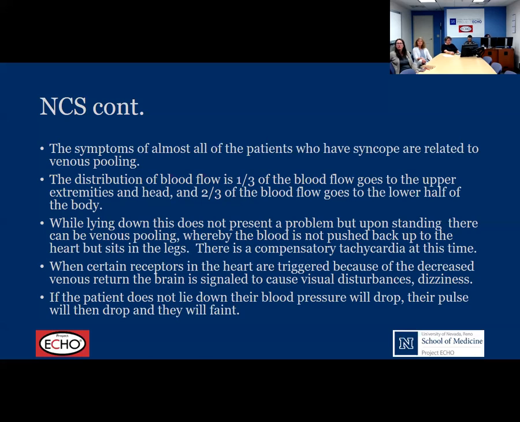The heart has receptors that get triggered because of decreased venous return, and that results in a brain signaling to cause the visual disturbances and dizziness. All of this tells the patient that they do need to lie down, and most people will instinctively. If they don't, their blood pressure can drop more significantly, and then after you have a hypotension, you get a bradycardia.